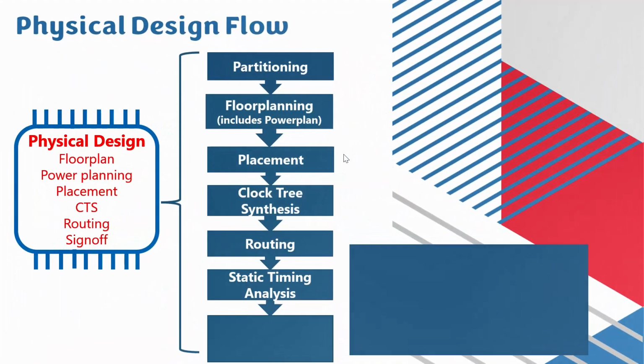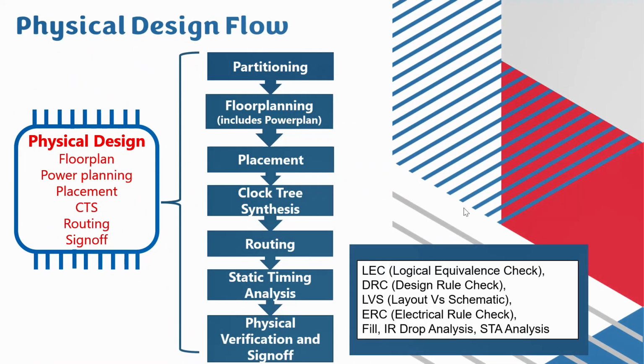Once the timing is closed, the design is sent for physical verification. It is a process which ensures that the layout is correct in terms of all logical, physical and power checks. So here multiple checks are done like LEC, DRC, LVS, ERC, IR drop analysis, and STA to make sure the design is error free, and then the sign off is performed. Sometimes if changes need to be done after sign off because of some errors or issues found, then ECO is performed, which is engineering change order.